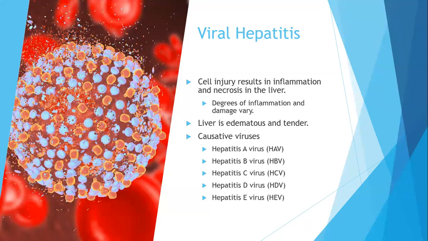So viral hepatitis, the cell injury results from inflammation and necrosis of liver cells. The degrees of inflammation and damage may vary. Some people that have long-term viral hepatitis have sort of remission and exacerbation phases. The liver is edematous, so swollen and tender. Lots of different hepatitis viruses. There are vaccines for the first three, which are the first most common ones, and avoid other people's blood. That's the best way not to get hepatitis.